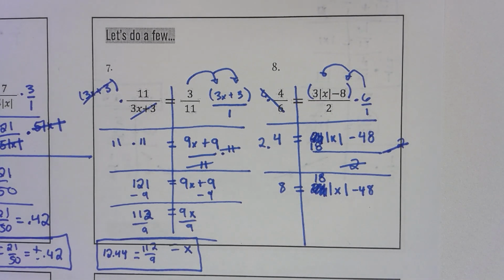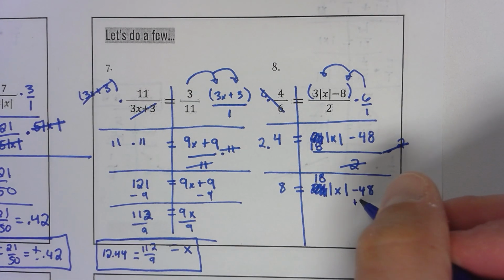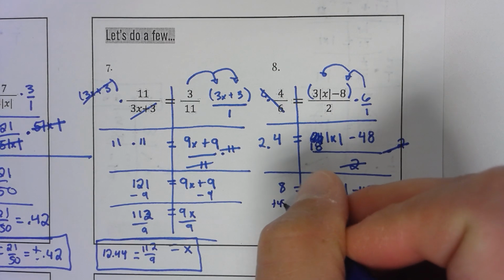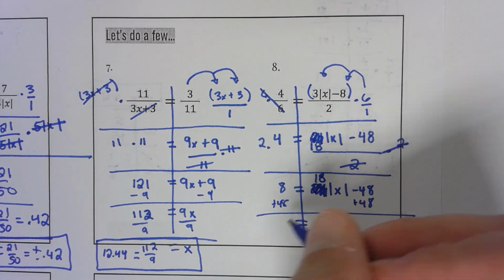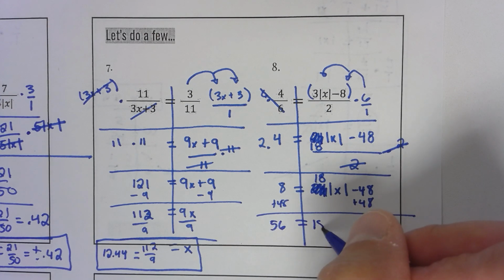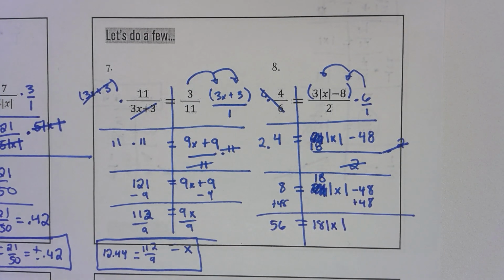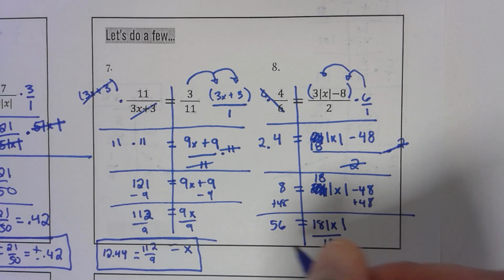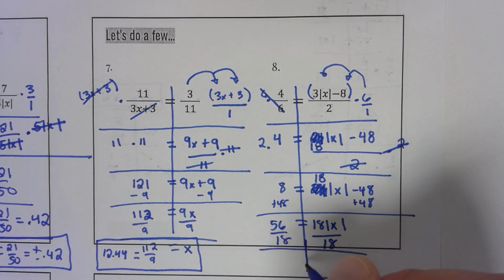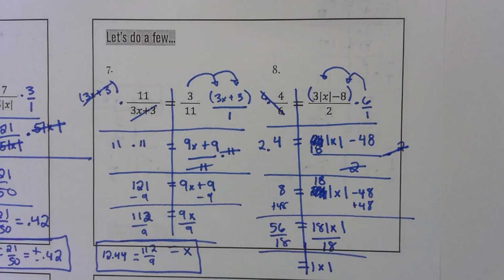All right, so now it's just like what we've been working on, where I can add 48. Add 48. So 56 equals 18 absolute value of x. I can divide both sides by 18. I don't think that divides in nicely, but maybe. 56 divided by 18, it does not. So your answer, you can either leave it as a fraction, 56/18, or you can give it to me as a decimal.